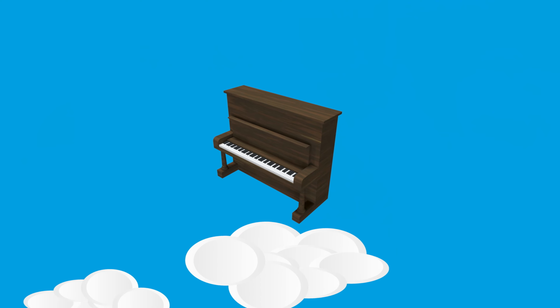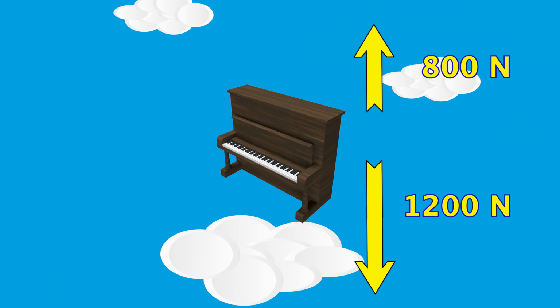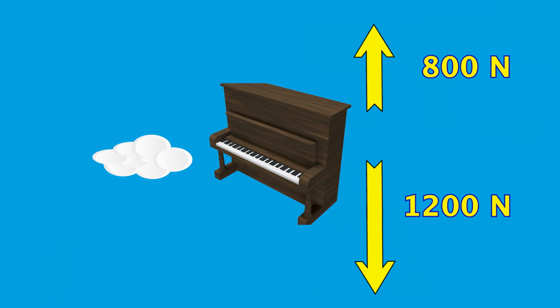Take a look at this object that's falling. It's got a weight pulling it down of 1200 newtons and an air resistance pushing it up of 800 newtons. We know the size of those forces. How do we determine the direction? Well, we've got arrows in the diagram, but if we want to do it mathematically, we have to say one is positive and one is negative. It doesn't matter which, as long as you're consistent with your direction. Let's just assume that going down is positive and going up is negative.